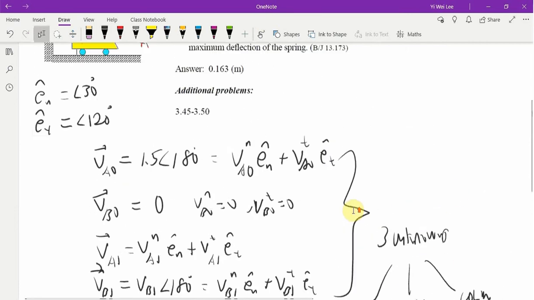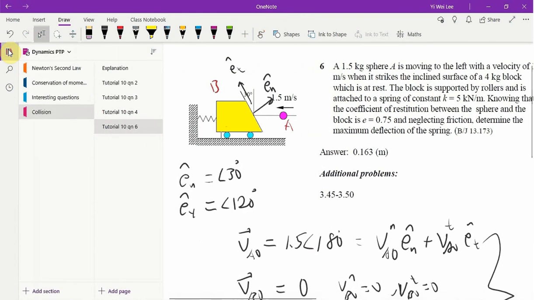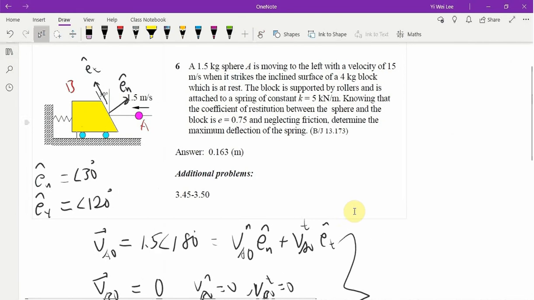You can find the final velocity of B after collision, and eventually, through conservation of energy, you can find the deflection of the spring. So that's how you should solve this question. It's very similar to question number 5. Okay, is it question number 5? That is similar to question number 4. So it's very similar to question number 4.